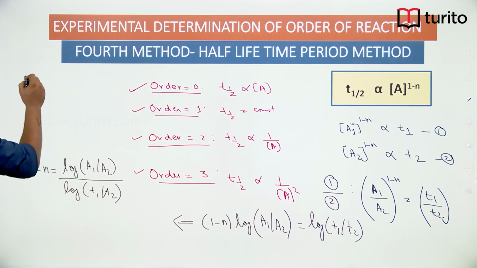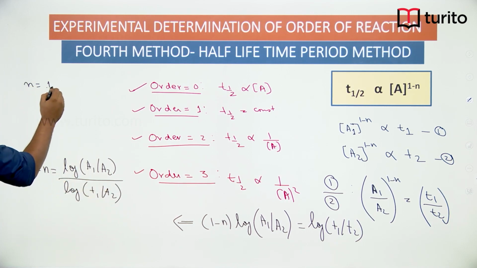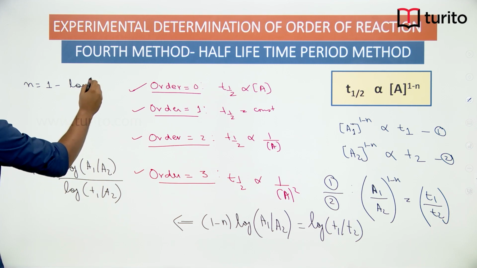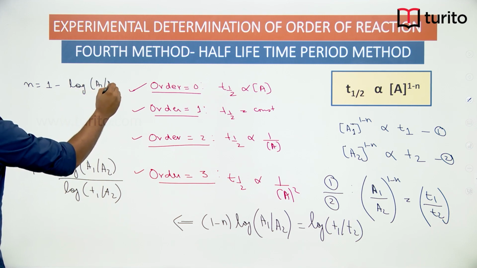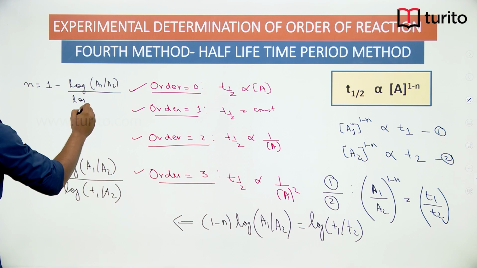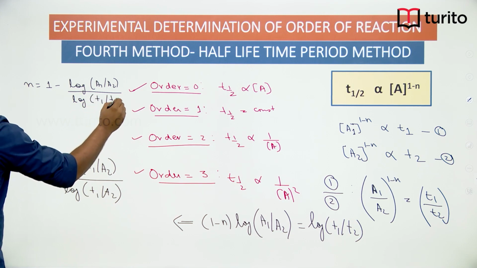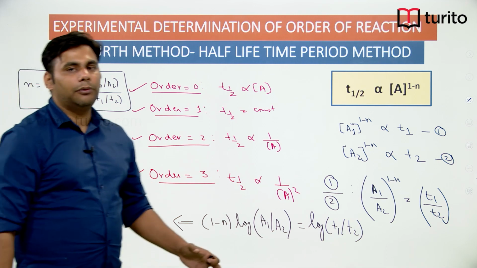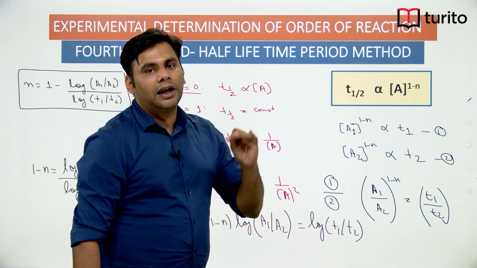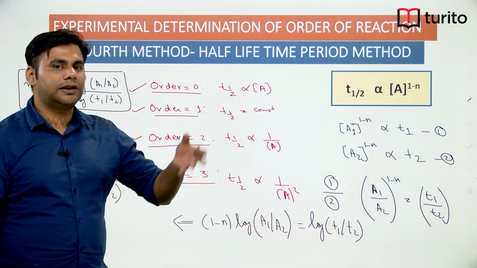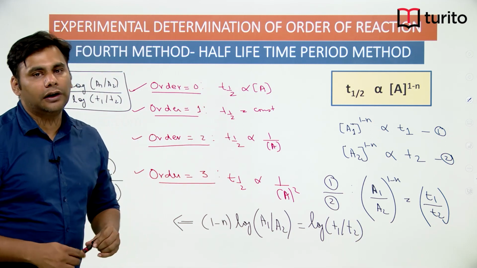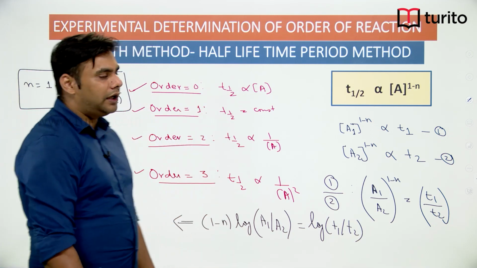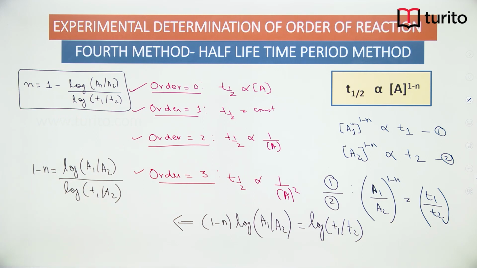So the order of reaction can be written as 1 minus log of A1/A2 divided by log of T1/T2. So in the half-life time period method, the half-life would be given to us at different concentrations. We'll just divide them and we'll get the value of the order of reaction. Write it down quickly. We'll solve some questions on this as well.